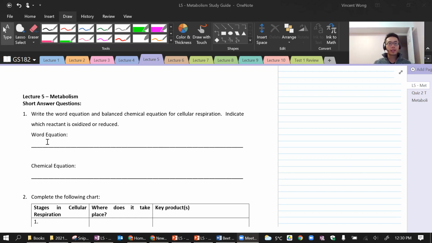Today, we will be going through lecture 5, which is about metabolism. We will go through the study guide. I'll do some summary of the lecture itself. And at the end, we'll have some time to go through the lab.